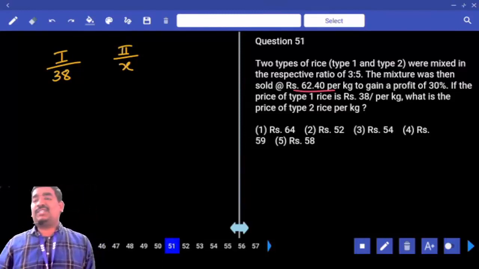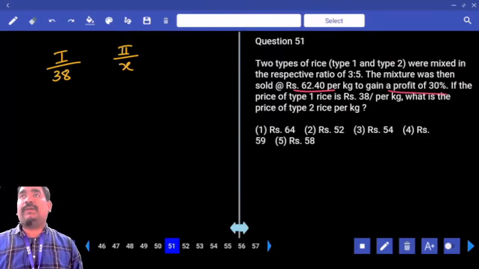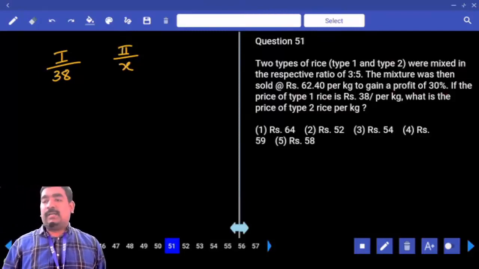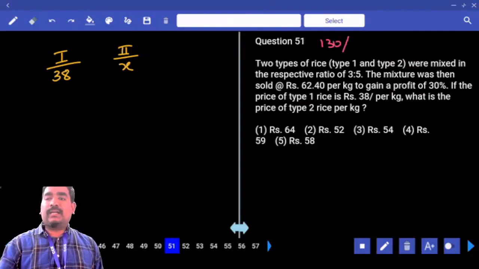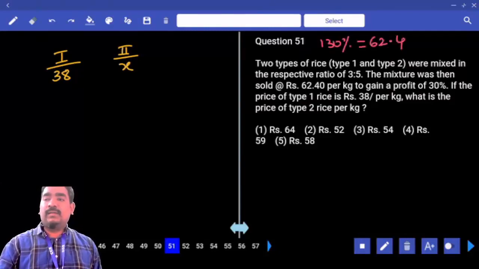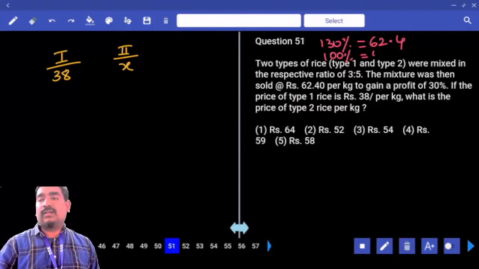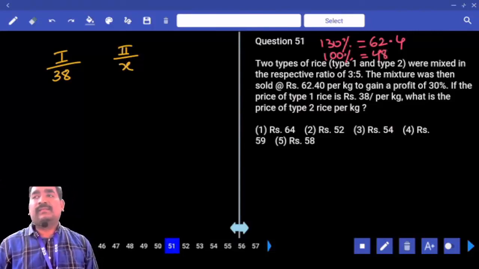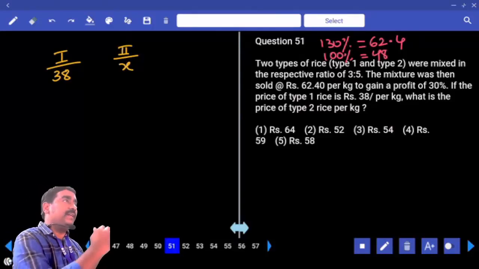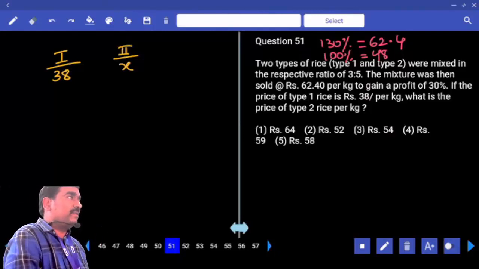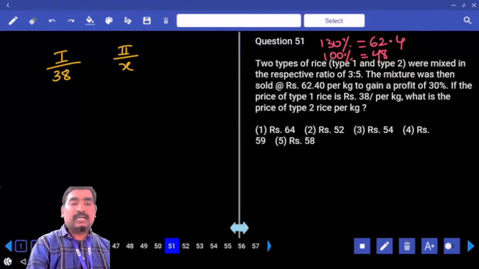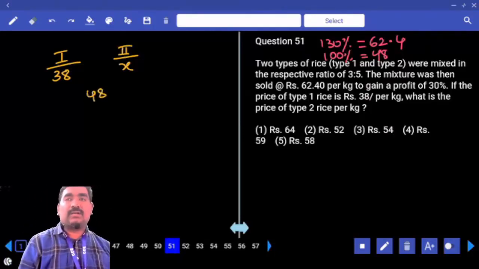By selling at 62.4, there is a profit of 30%. Profit means selling price is 130% equal to 62.4. Cost price of the mixture means by default 100%. 48. 13 4s are 52. Remaining 104 means 8 times. Yes or no? Cost price of the mixture is 48.